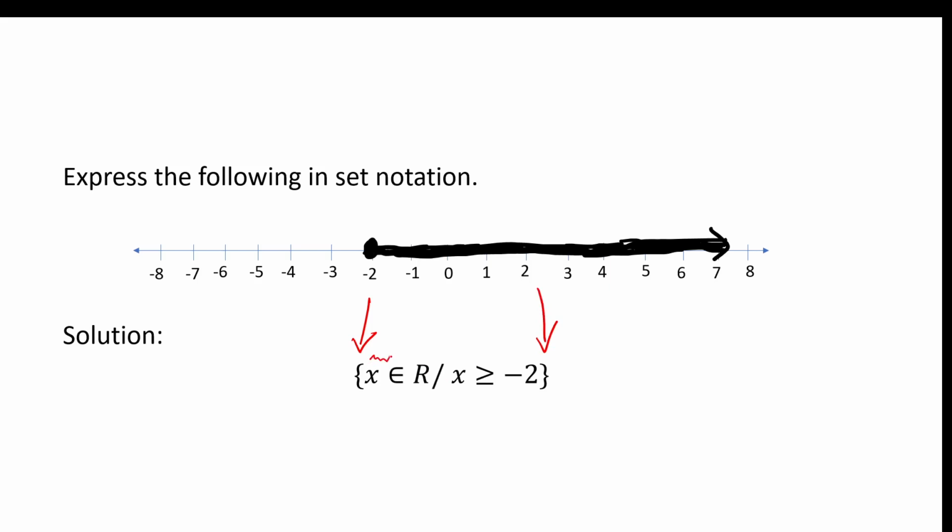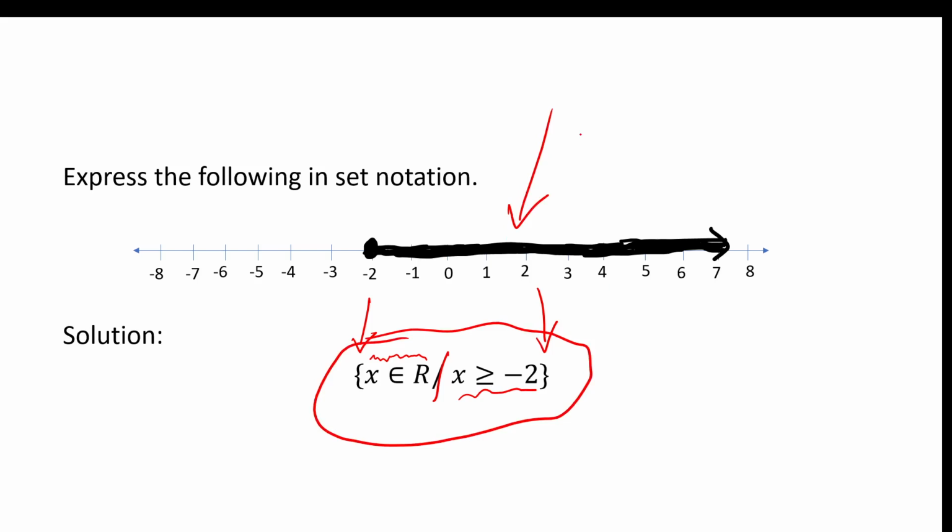We say any x that's an element of the real number system, in other words, any x that is a real number, such that that value of x is greater than or equal to -2. When we write this out like that, what we've done is effectively described the shaded in number line that you see at the top of your screen.